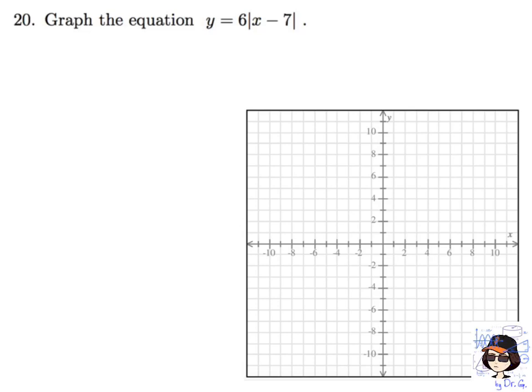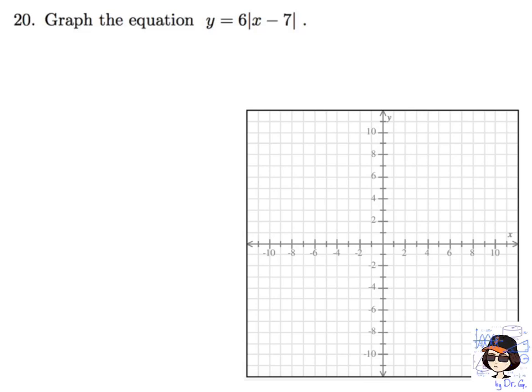Number 20. Graph the equation y equals 6 times absolute value of x minus 7. All right, so in graphing an absolute value equation, it's really important that you don't just plot random points, because you could accidentally choose points just on one side of the vertex and think you've got a straight line, and when you connect the dots, you've kind of assumed something that wasn't correct.